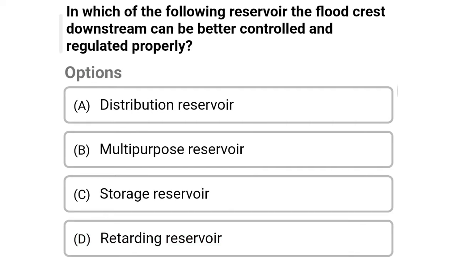So next question, in which of the following reservoir the flood crest downstream can be better controlled and regulated properly? Option A distribution reservoir, option B multipurpose reservoir, option C storage reservoir, option D retarding reservoir. So the correct answer is option C storage reservoir.